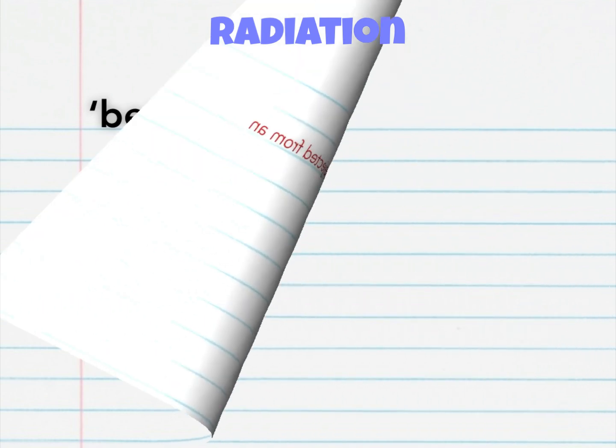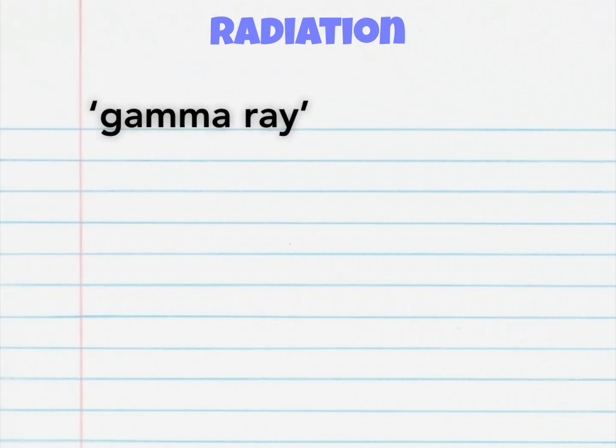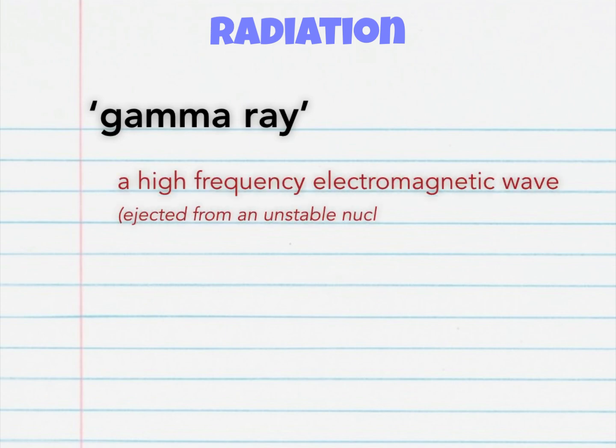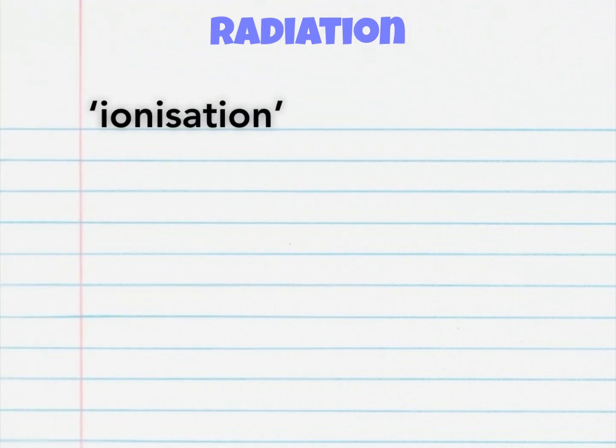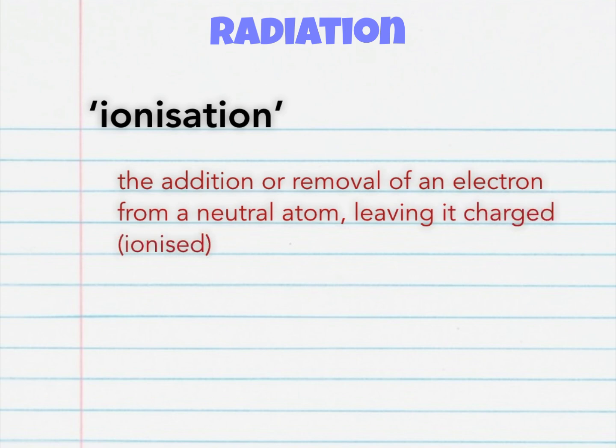Finally, we have the gamma ray. These are not particles, but are in fact a high-frequency electromagnetic wave ejected from an unstable nucleus. Gamma rays travel at the speed of light and are very weakly ionising. Talking about ionisation, that's our next definition. So, ionisation is the addition or removal of an electron from a neutral atom, leaving it charged or ionised.